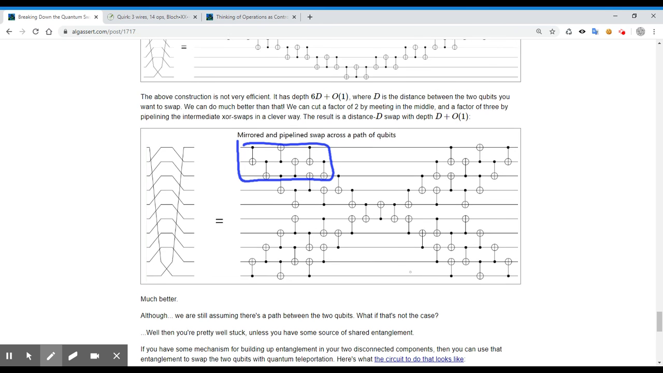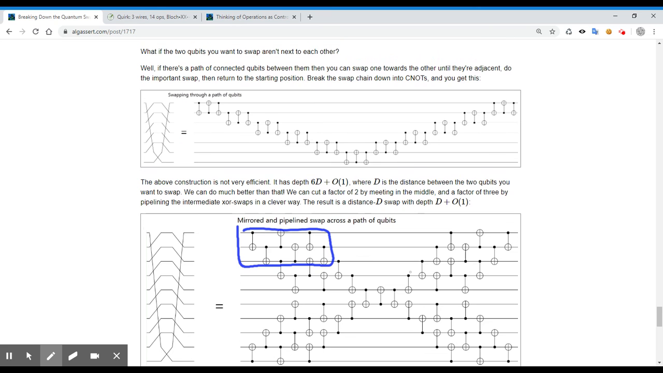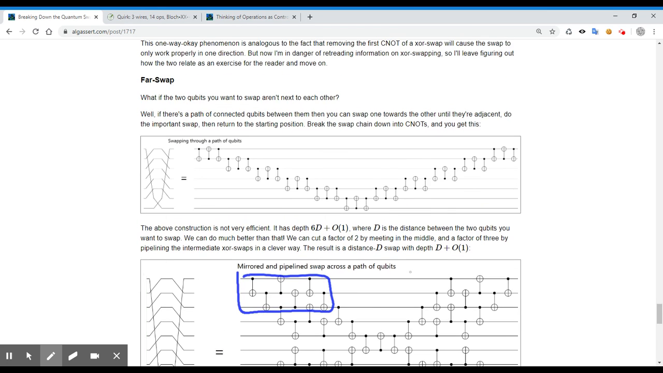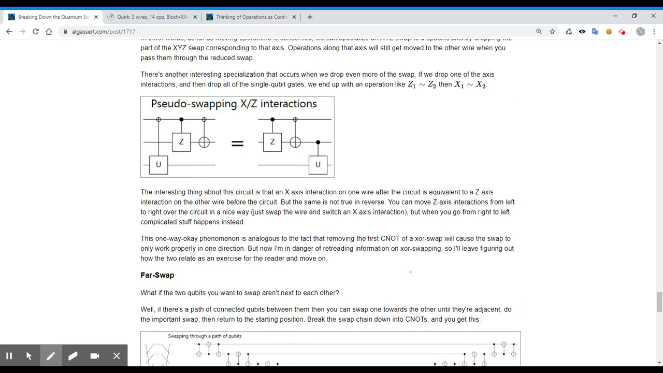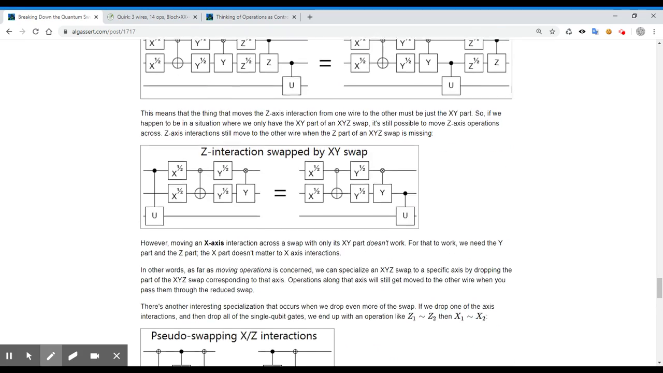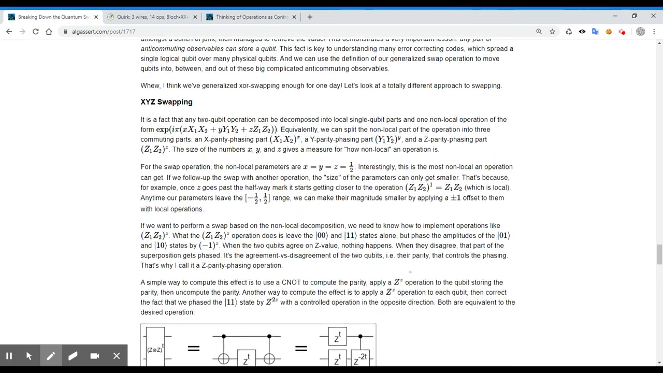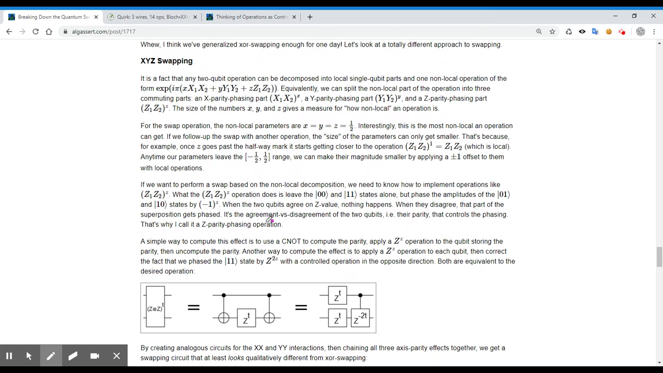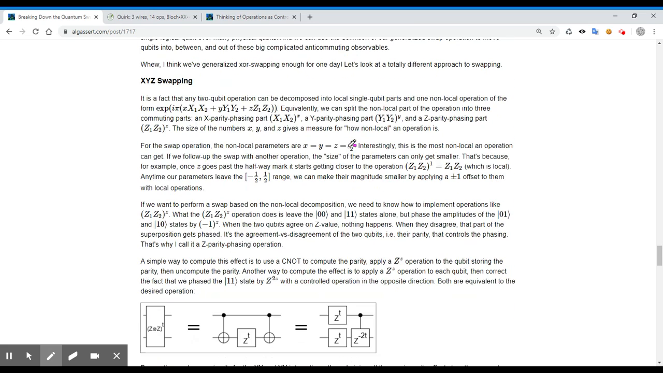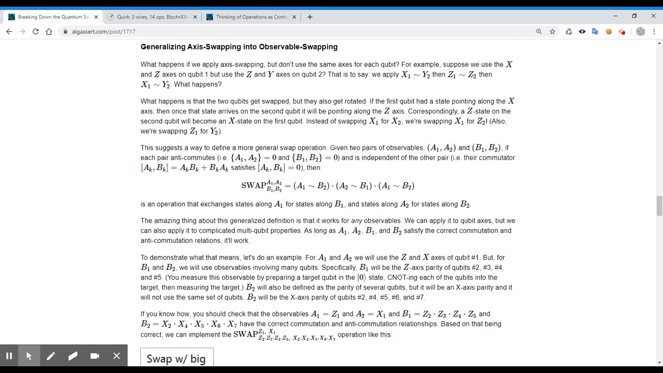Interesting. So why can you merge the operations and it still works? This is something that I want to break down a little bit more. But let's do another video on deep diving into XYZ swapping. There's definitely something interesting here in terms of the parity phasing, this parity phasing concept. Yeah, this is way bigger. It's become a way bigger tangent than I expected.